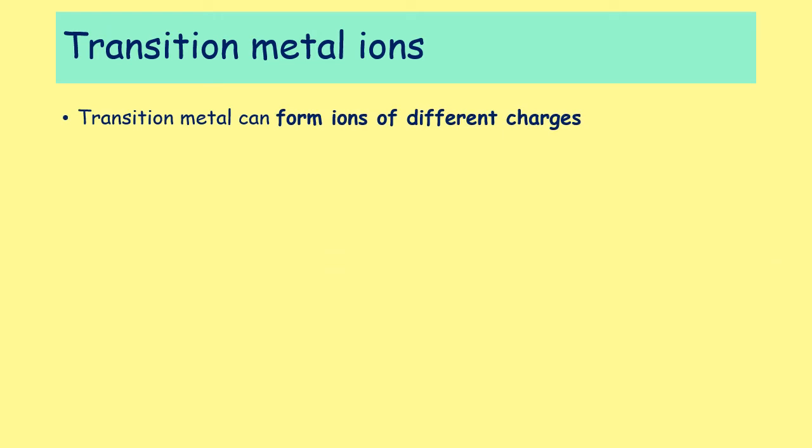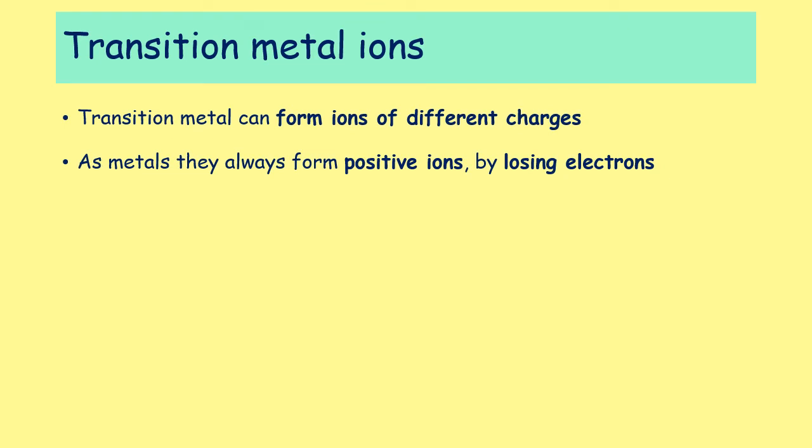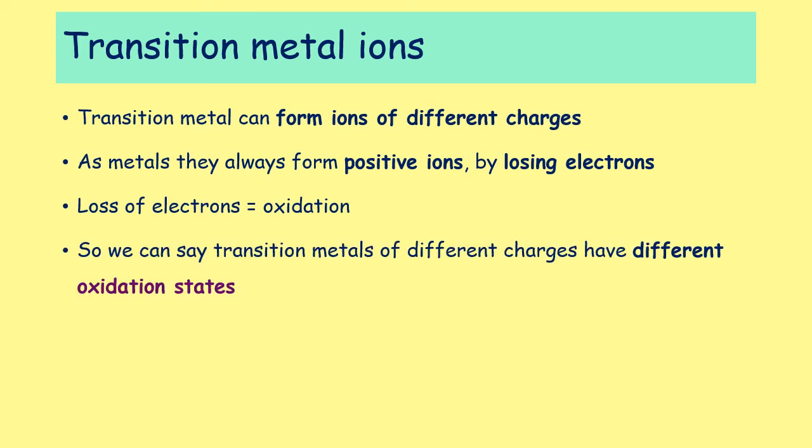Now, transition metal ions, and this is what gives transition metals their transitional quality, is because they can usually form ions of different charges. They are metals, so they are always going to form positive ions. They do this by going from the element and losing electrons. Loss of electrons is oxidation. And so we can say that transition metals of different charges have different oxidation states. They have been oxidized to different degrees. And we're going to have a video about oxidation states coming up.